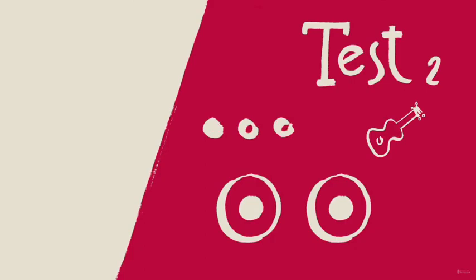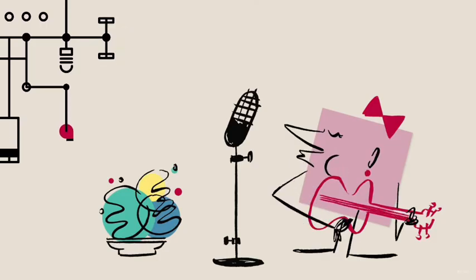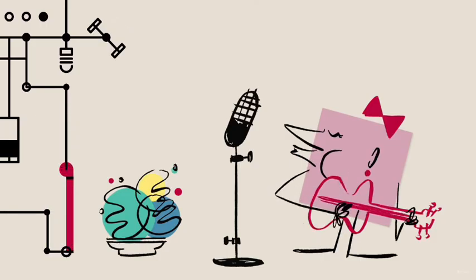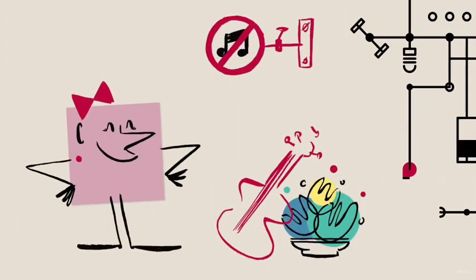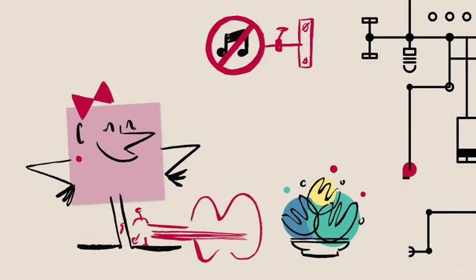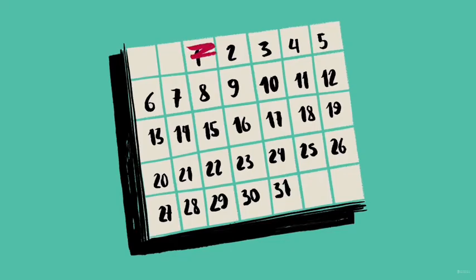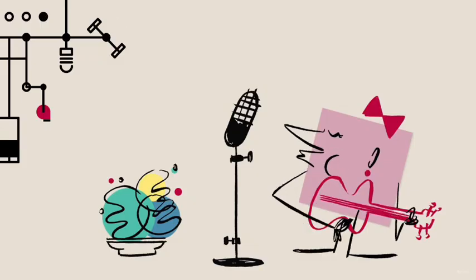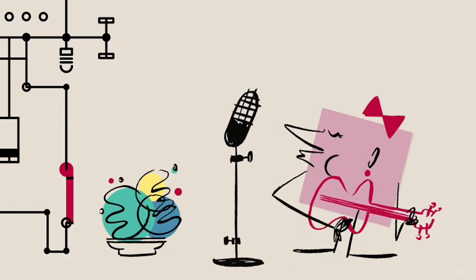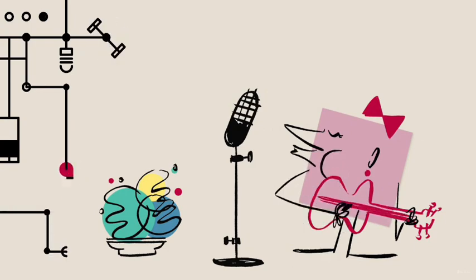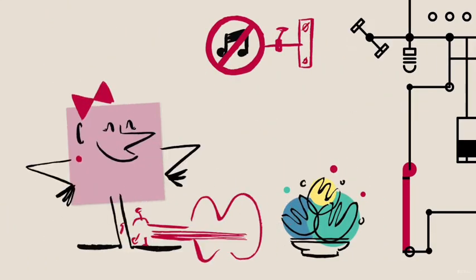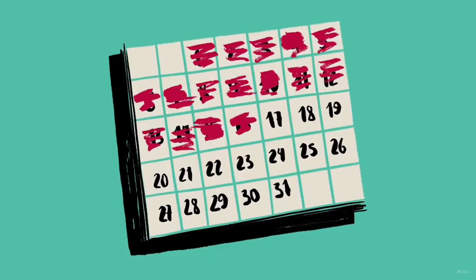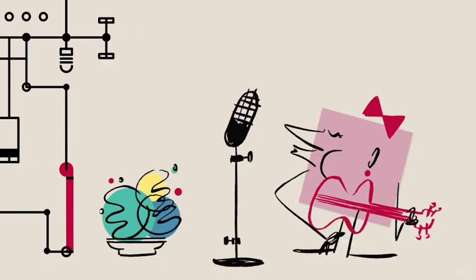Test number 2, effective music. So playing guitar and whistling to the one plant, no music for the other plant. Again, measure the plants every day. You get the idea.